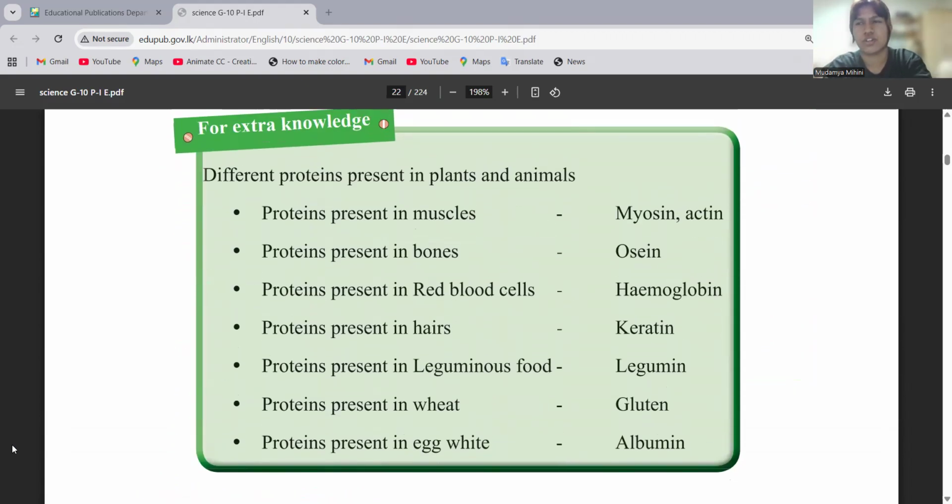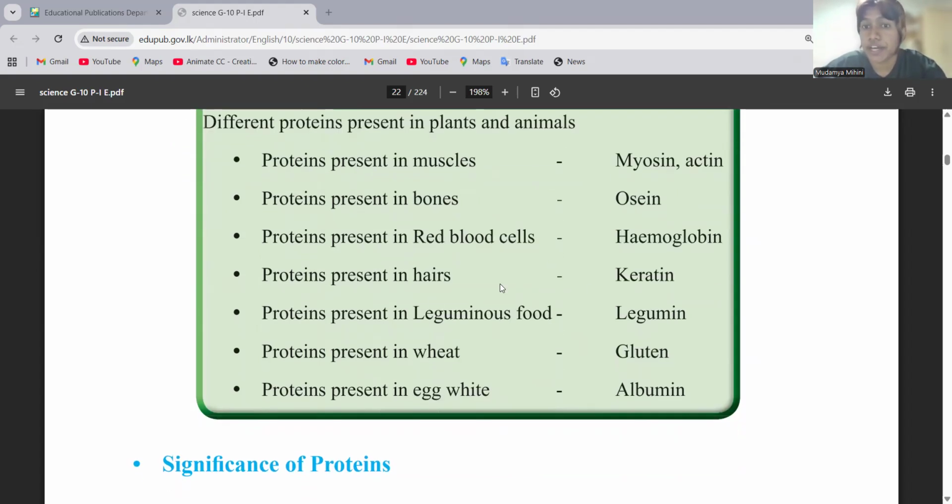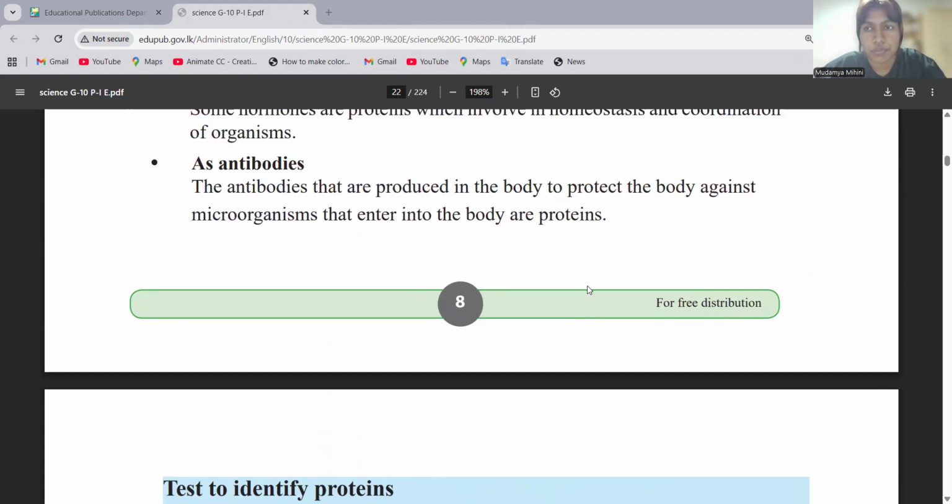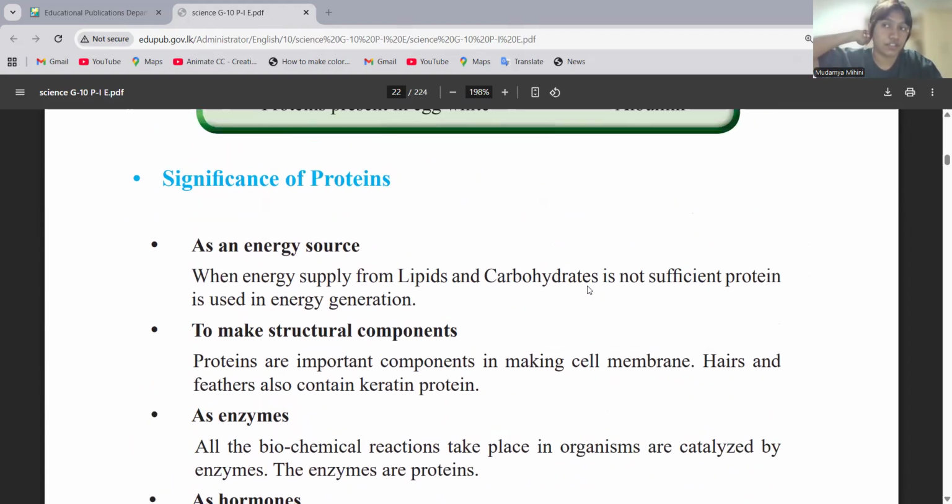Proteins present in muscles are myosin and actin, in bones, osteocalcin, and so on. I think you know the protein present in red blood cells is hemoglobin, and in hair it's keratin. You probably have heard your parents say you need keratin, and even in ads they say keratin protein and stuff, right? So yes, keratin is also a protein. You don't have to remember all of this.